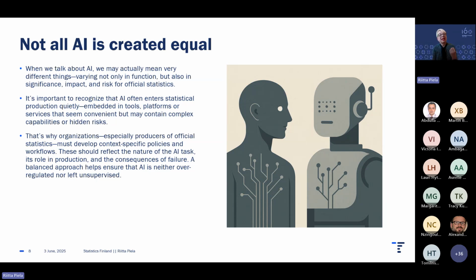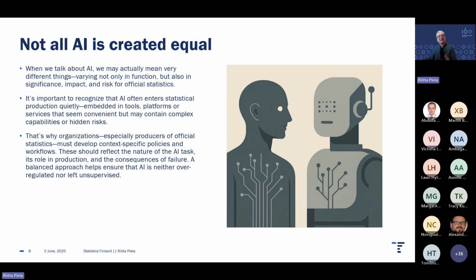So we may actually mean very different things, varying not only in function, but in significance, impact, and risks for official statistics. It's very important that we recognize that AI also enters statistical offices very quietly, embedded in tools, platforms, and services. And we don't really know about these hidden risks when we are not aware that there is AI. So I think especially producers of official statistics have to have context-specific policies and workflows that reflect the nature of the AI task, its role in production, and the consequences of failure.